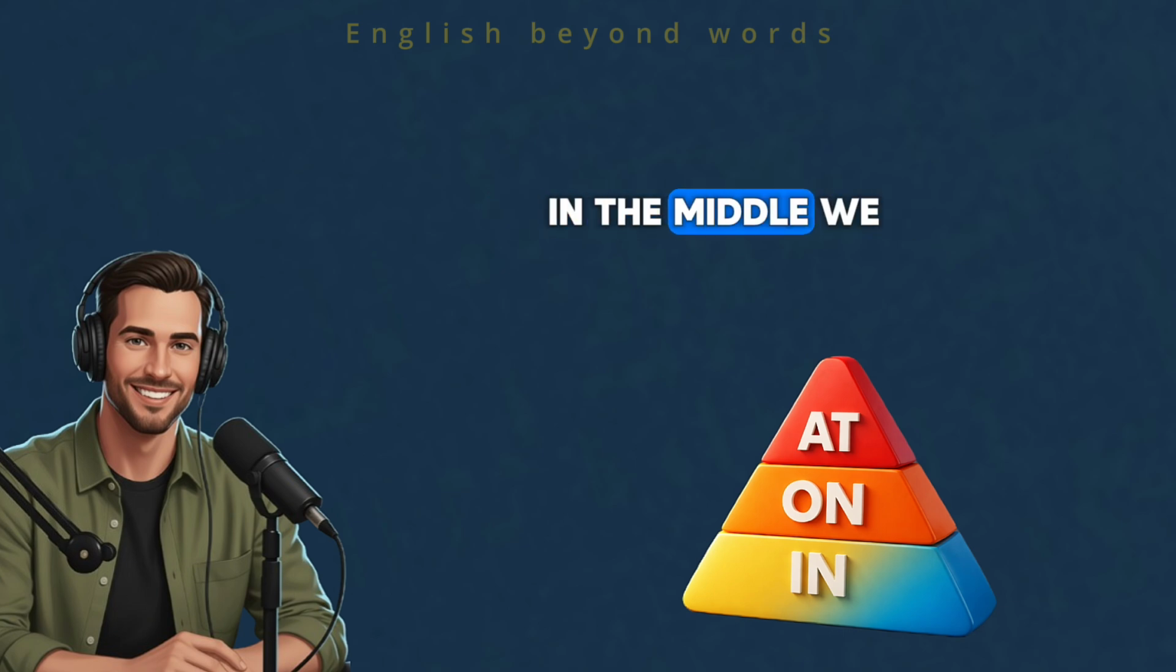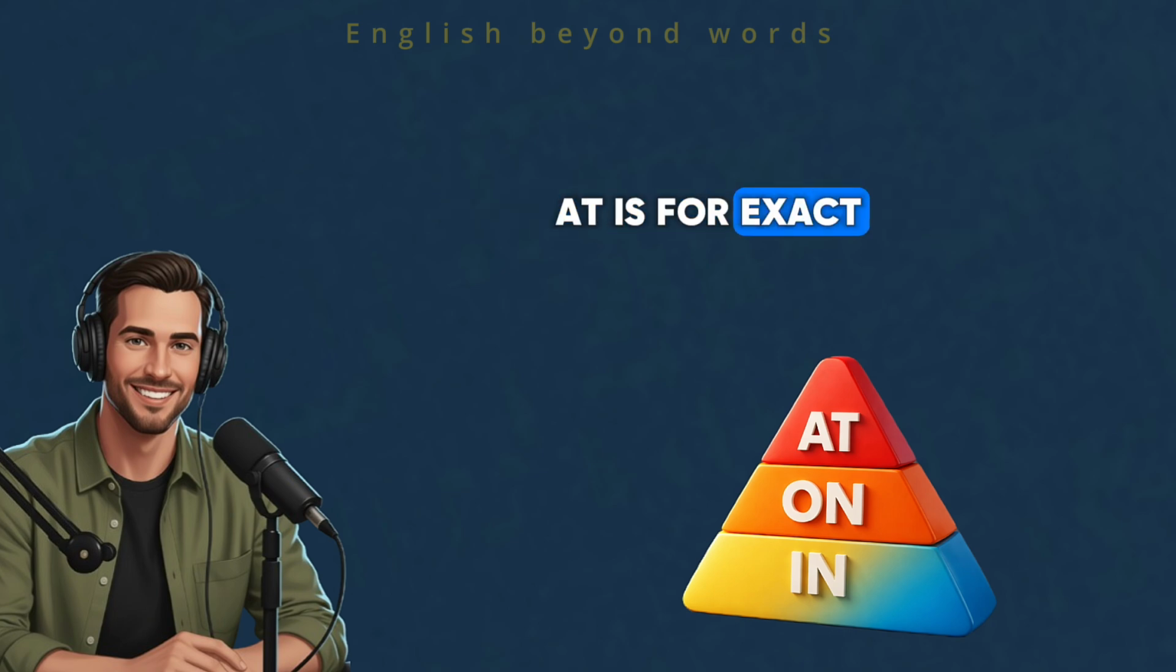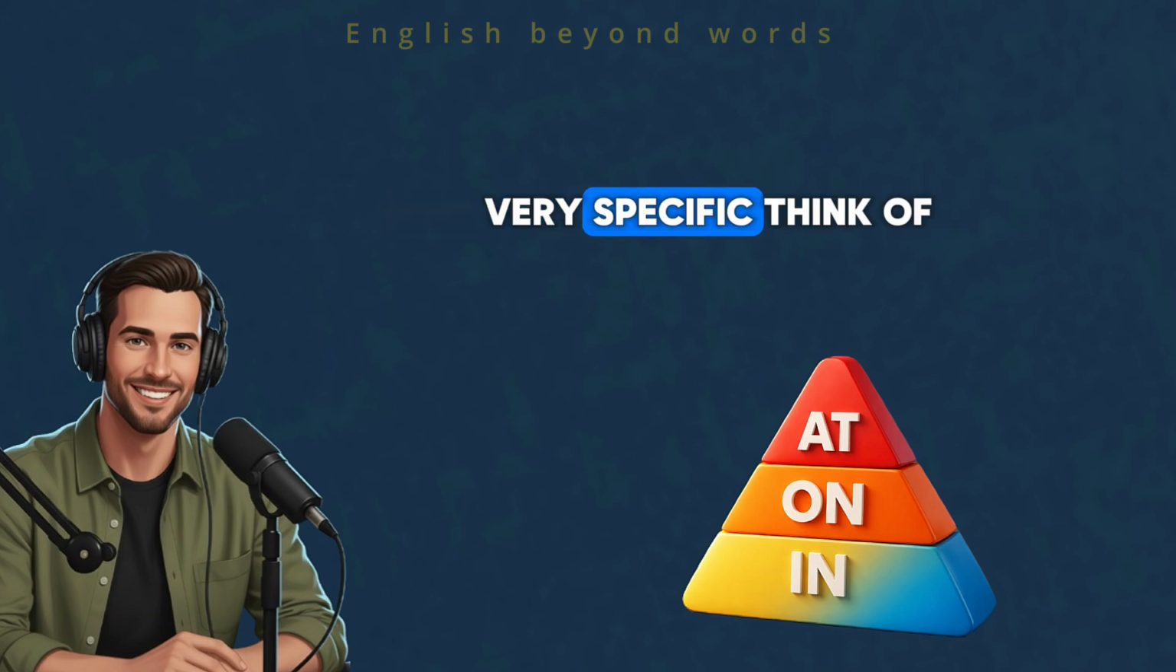In the middle, we have on. On is more specific than in. It's for particular days or surfaces. At the top, the sharpest point, we have at. At is for exact, precise moments and locations, very specific. Think of it like this. In is like a big container. On is like standing on something. At is like pointing to one exact spot.